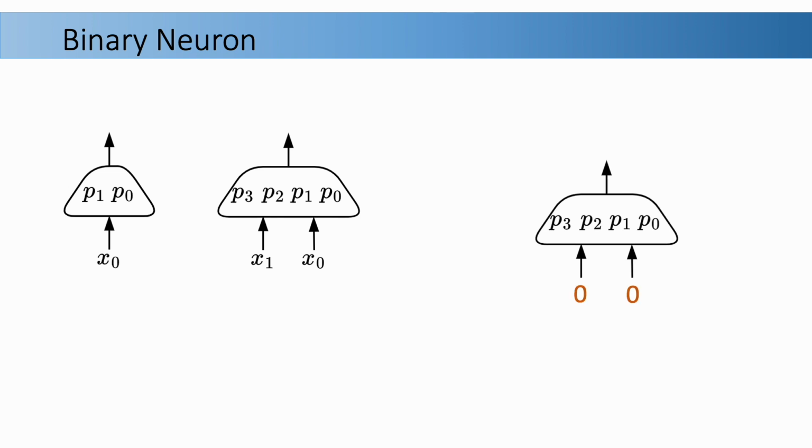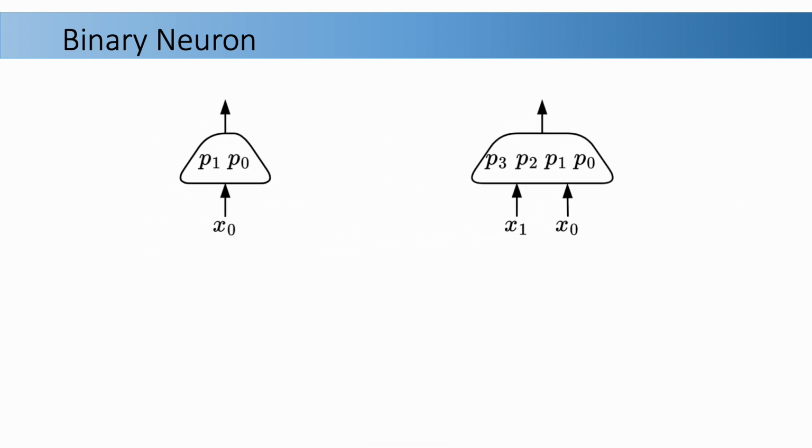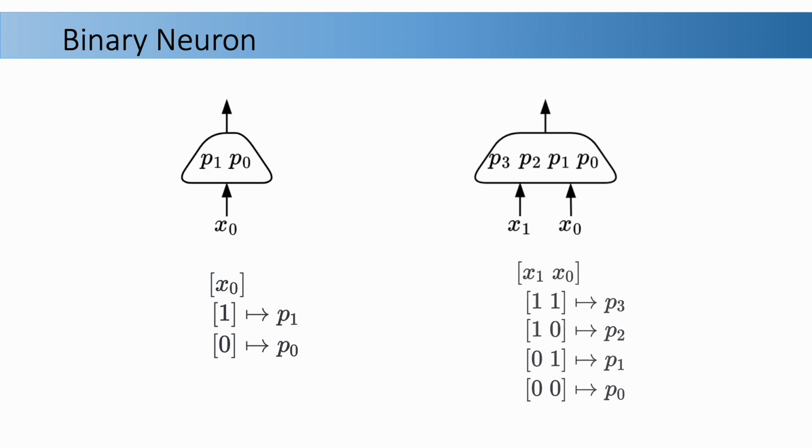For inputs 0, 0, the output is P0. For inputs 0, 1, the output is P1, etc. Each input corresponds to an output value P, as shown in the figure.